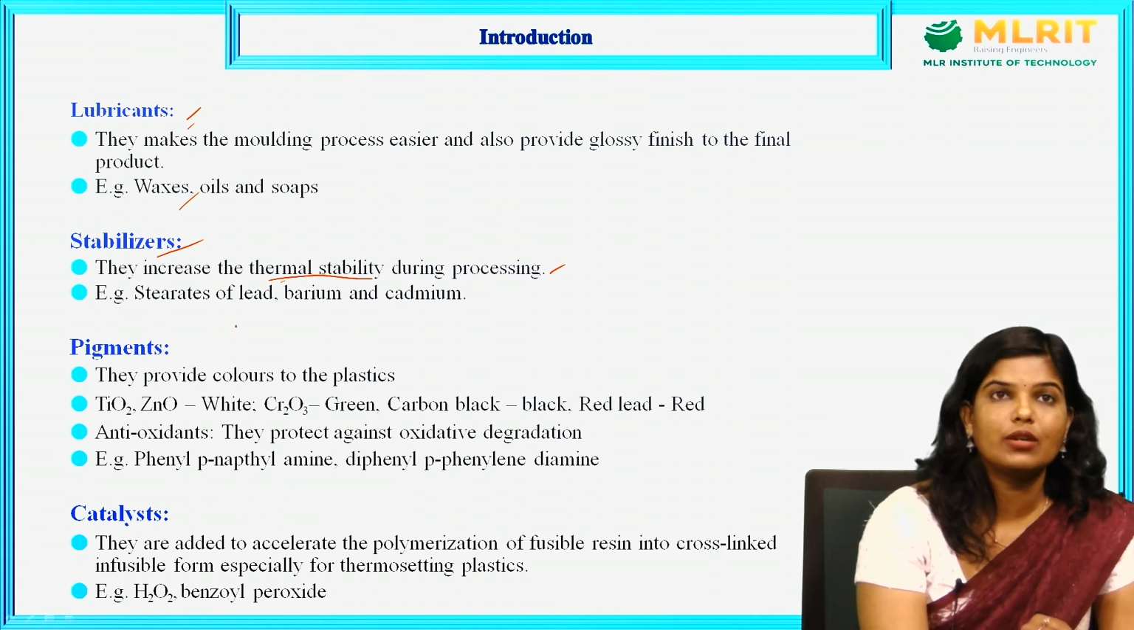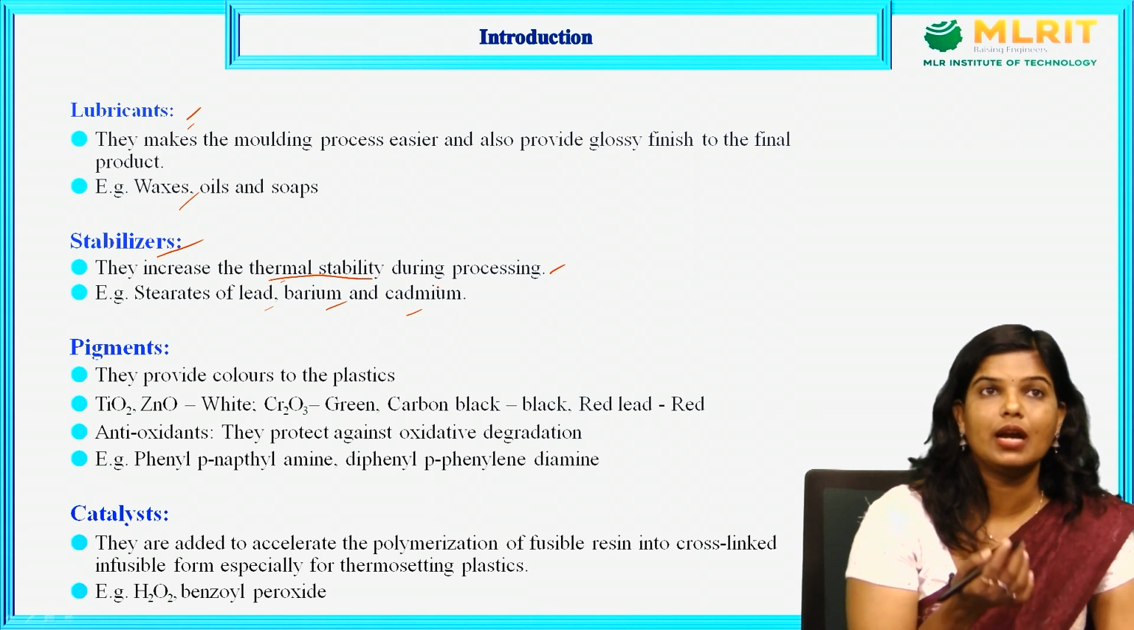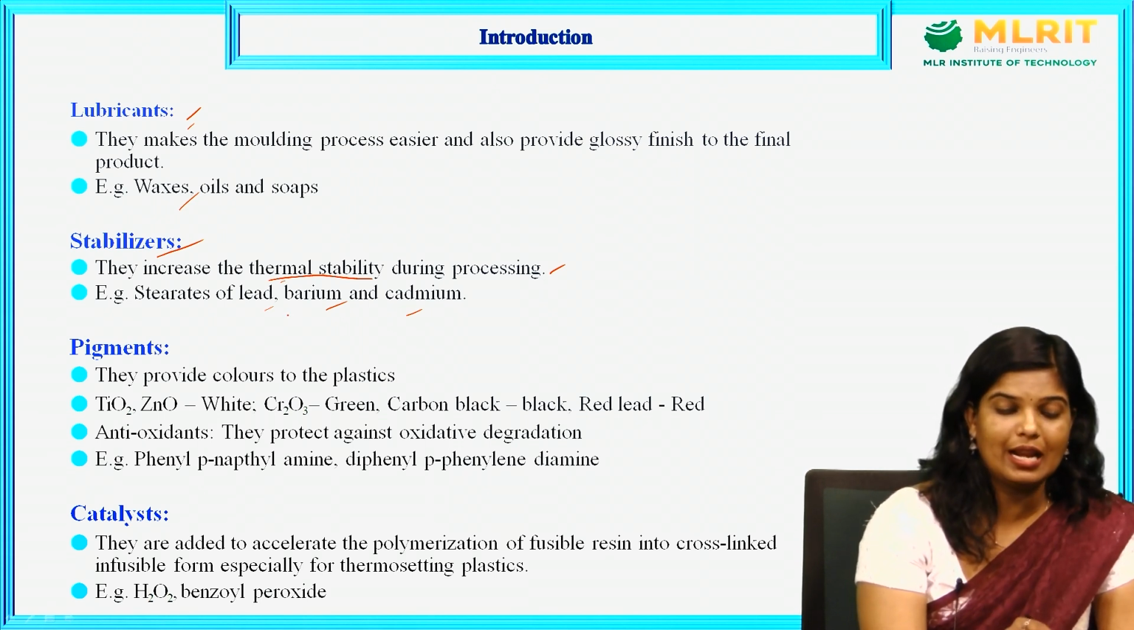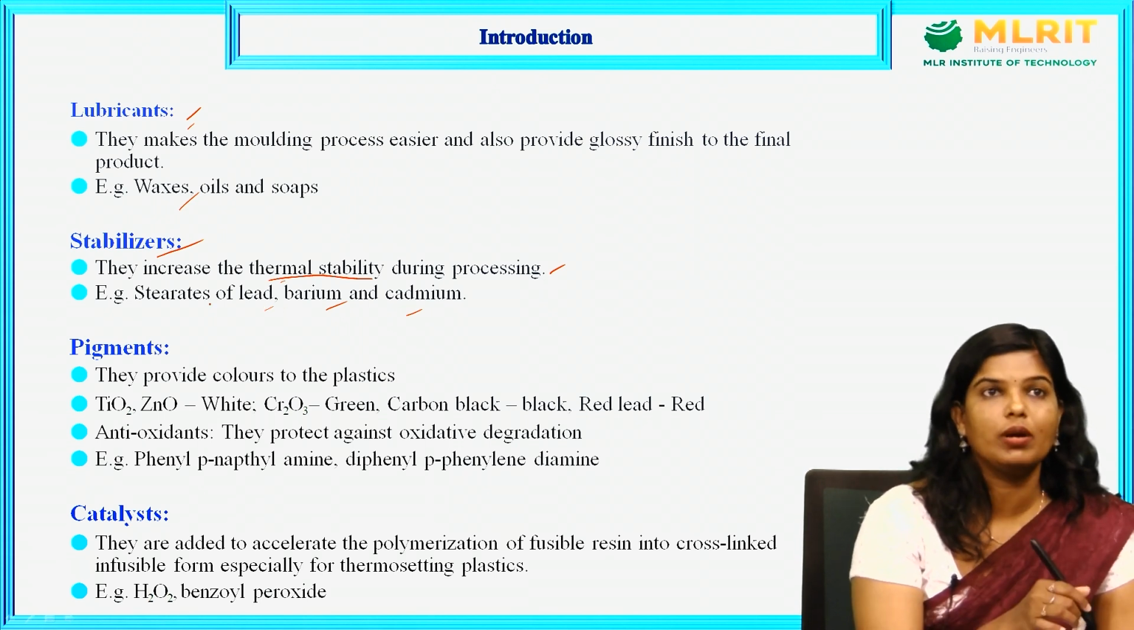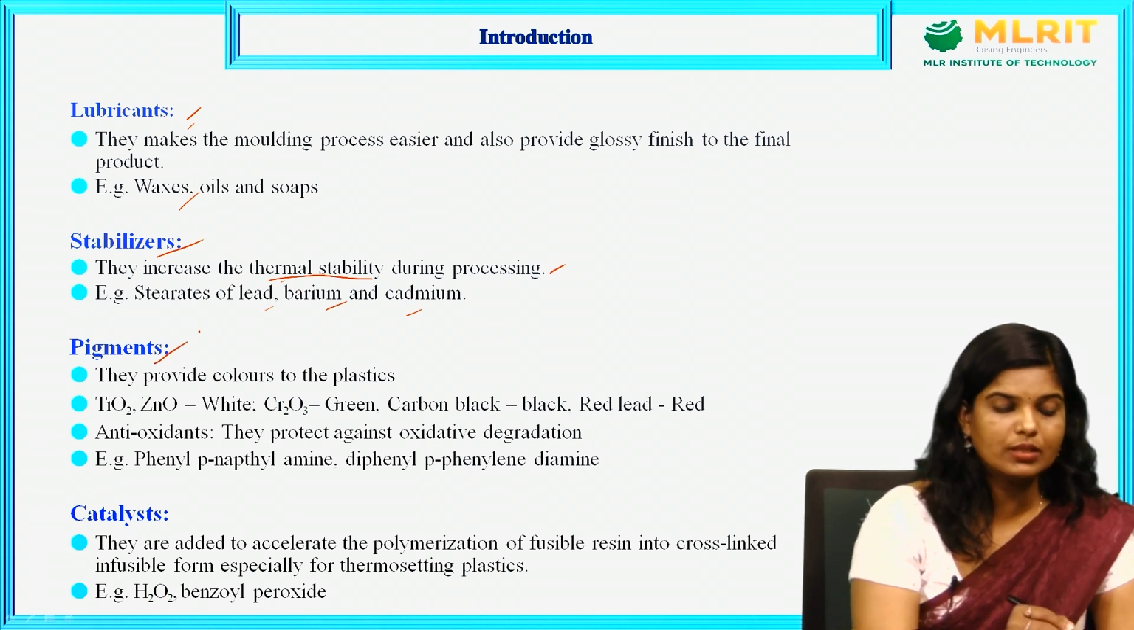So we can use some, like stearates of lead, barium, cadmium, etc. This material will have high stability. So when we add a small amount of this to the polymer during the preparation itself, then stability will also be increased. Now comes the pigments.